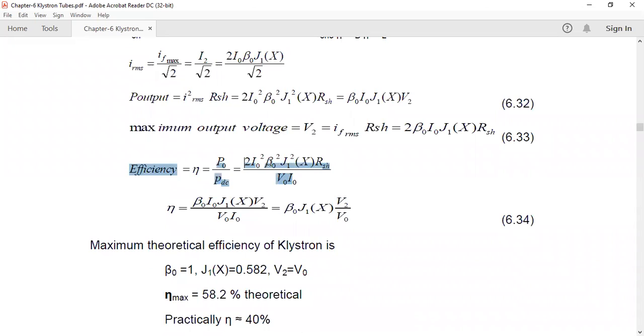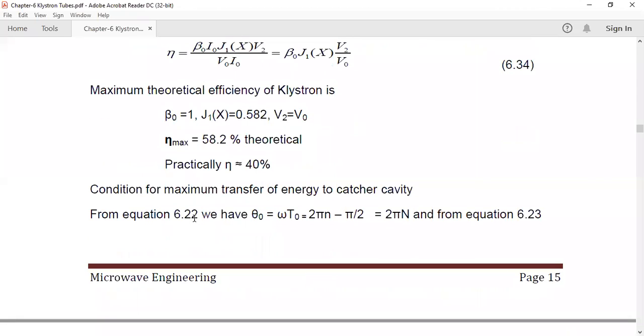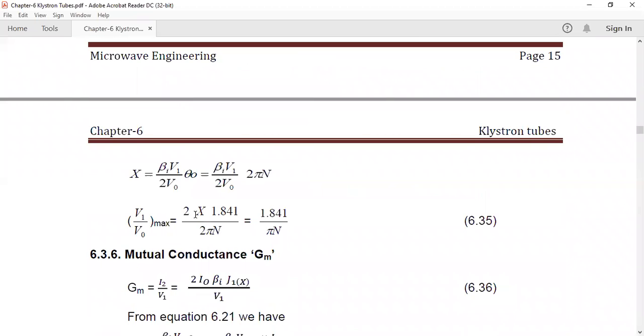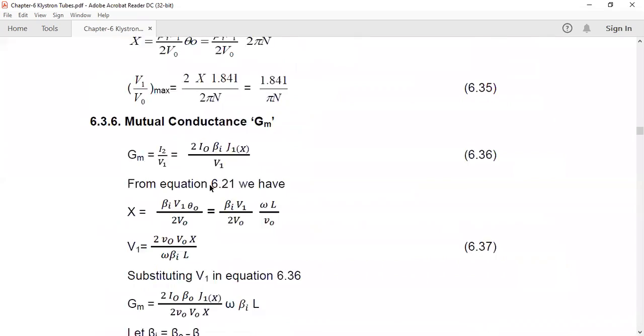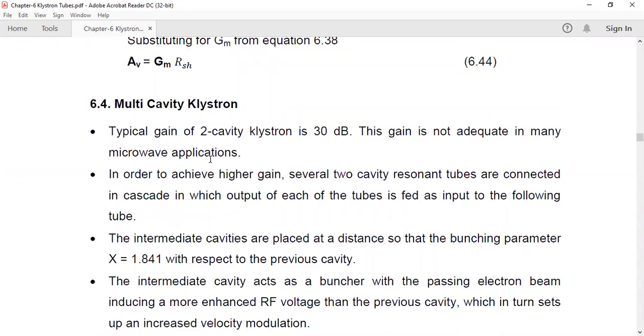This is the output power, you can type. From this, this is the theoretical efficiency. This is the bunching parameter. This is not required. Voltage gain is also not needed. So this is the case.